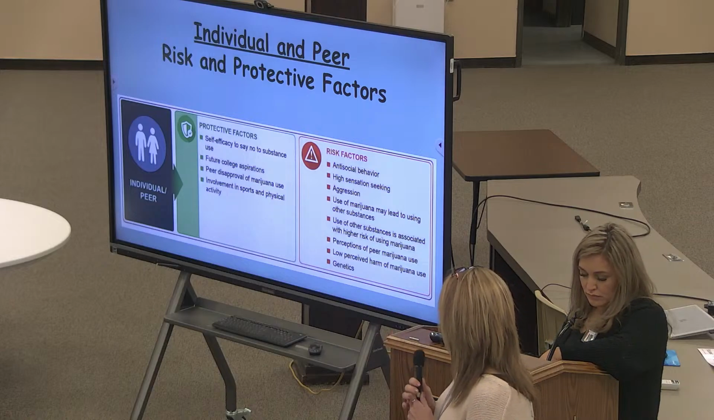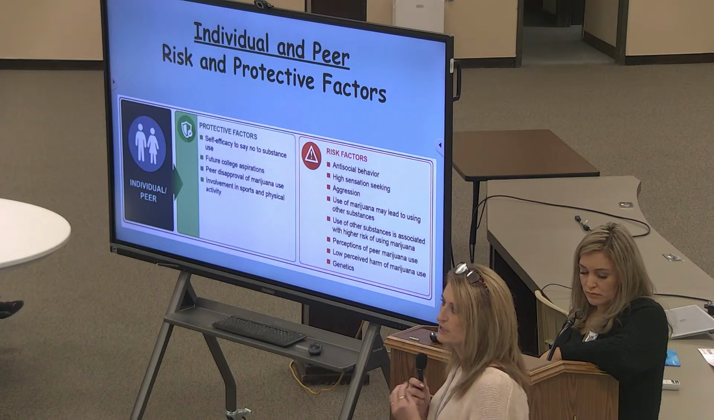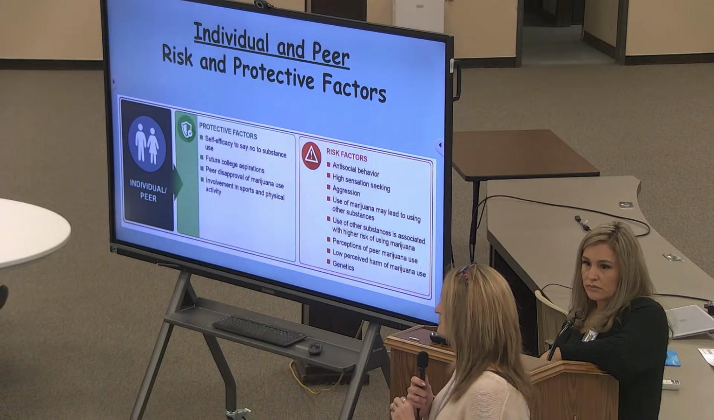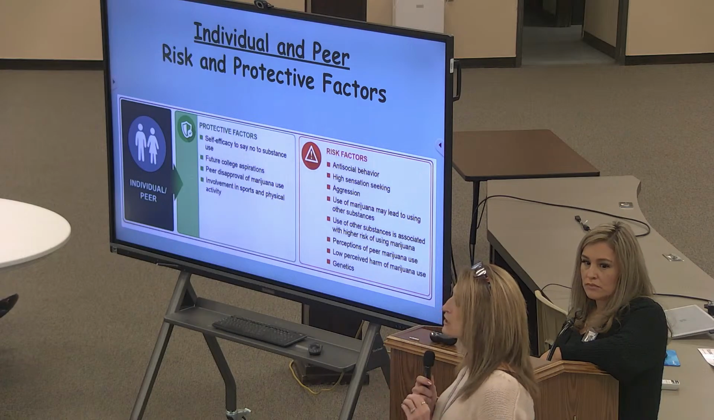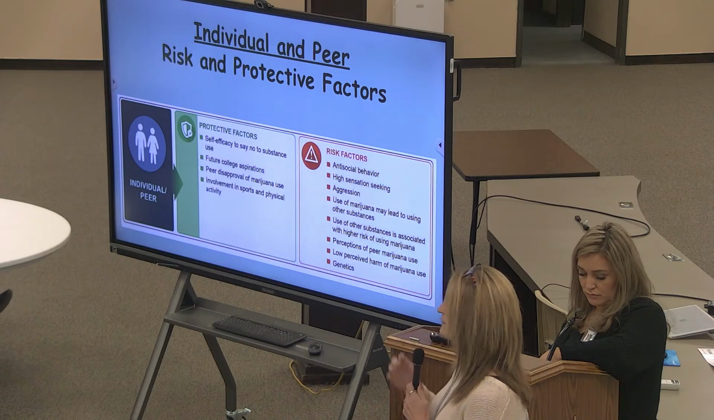Future college aspirations. Ask them, what do they want to do later? What do we want to be? No matter if it's going to trade school, college, training, whatever it is, they need a plan. And whenever they have a plan, it gives them something to work toward.